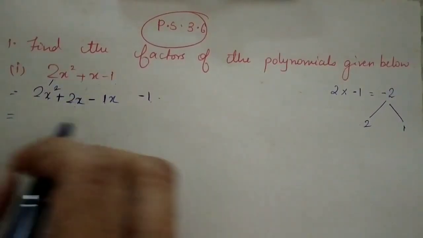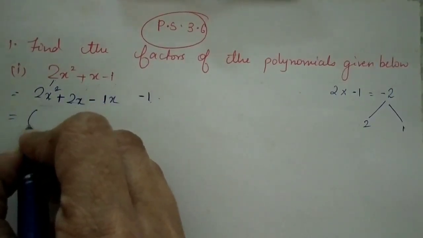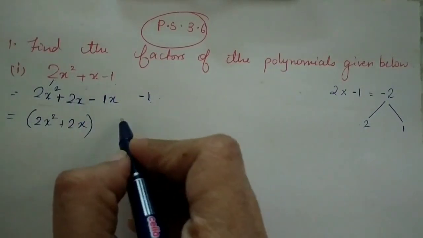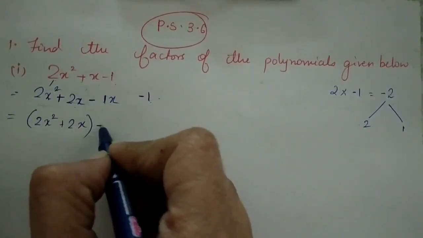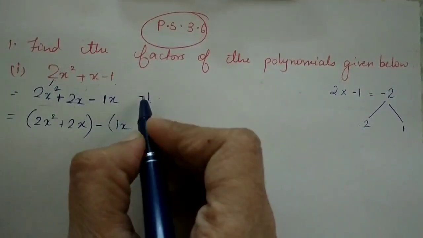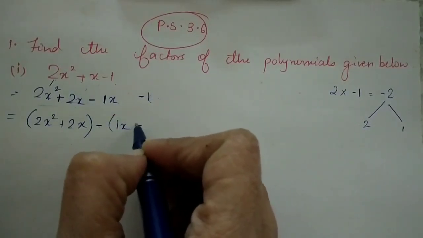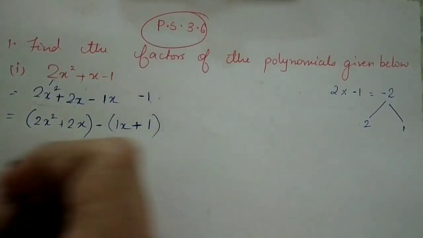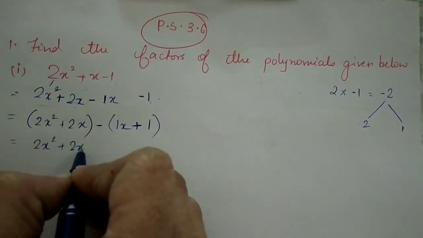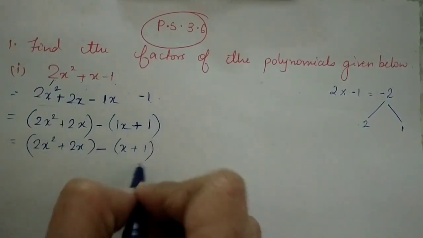In the next step, you make groups of 2 and write them in brackets. So I write 2x square plus 2x in one bracket, and see, this is the minus sign, so write minus and 1x. Now whenever you take a minus sign outside the bracket, the inside sign will change. So this will become 1x plus 1. In the next step, you will just arrange it properly. 2x square plus 2x minus 1x, you can write as x plus 1.